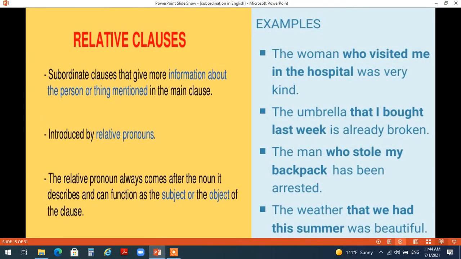إذا راح نقول في هذه الحالة the clause who stole my backpack is a dependent clause whose type is a relative clause. In the last example, the weather that we had this summer was beautiful. Here we are describing the word weather by using the relative pronoun that, or we can use which also. So the clause that we had this summer, this is the relative clause which has been used as a subordinate clause to describe the word weather. This is the way in which relative clauses are used as subordinate clauses.